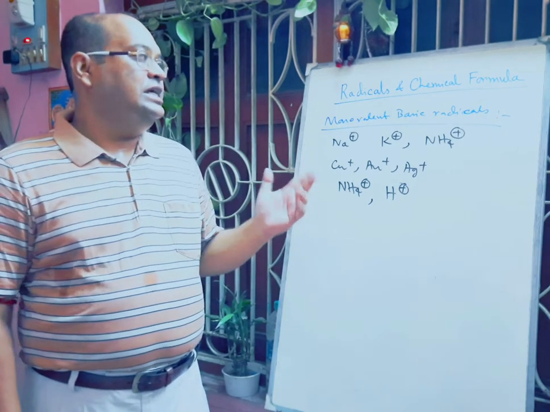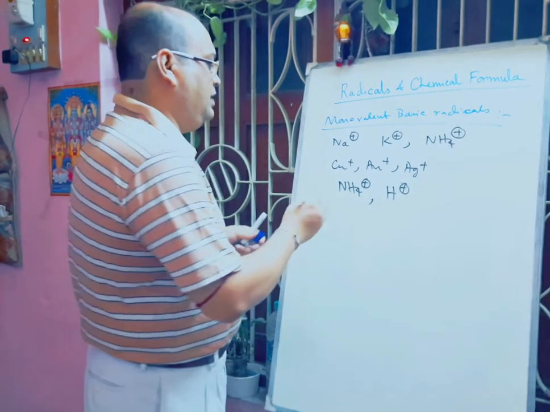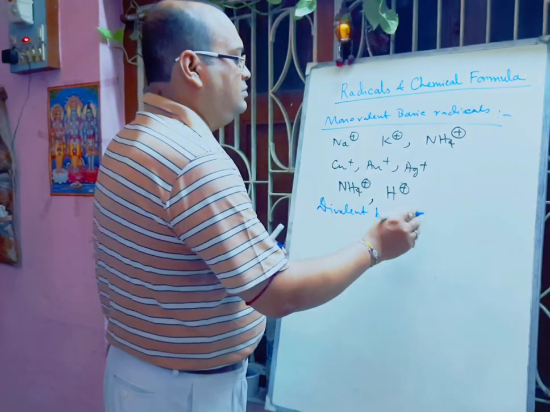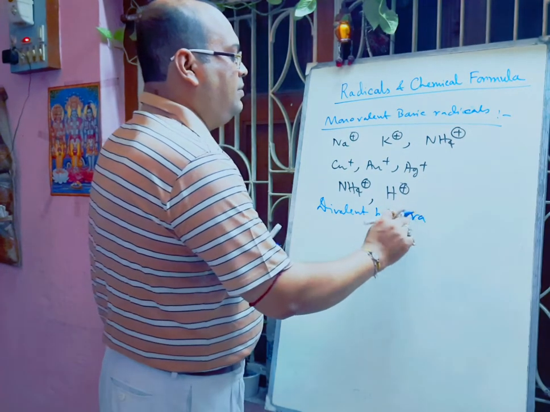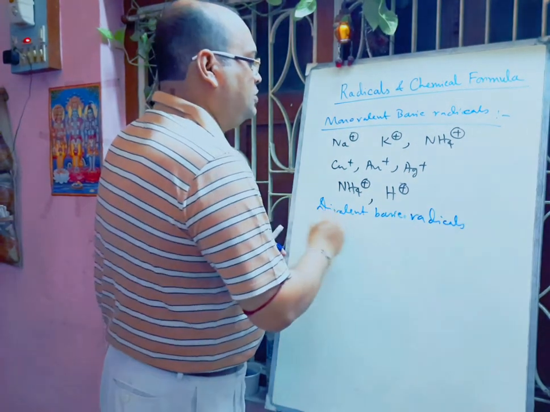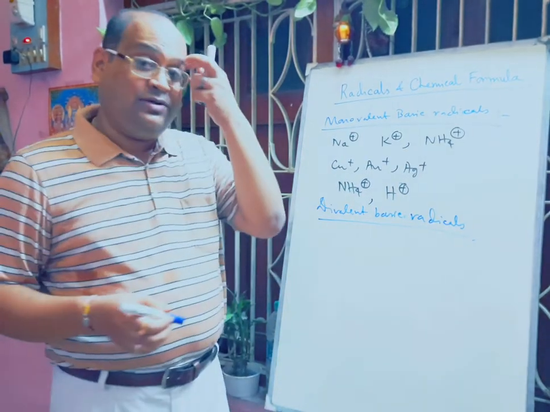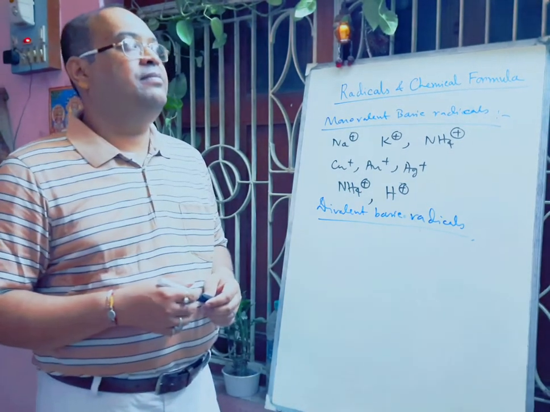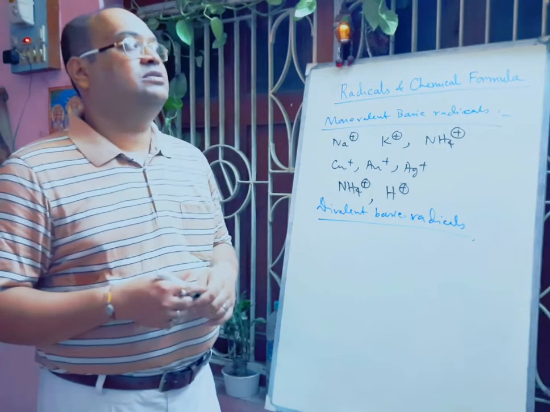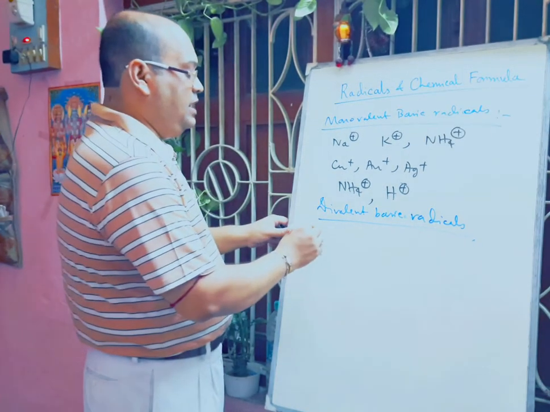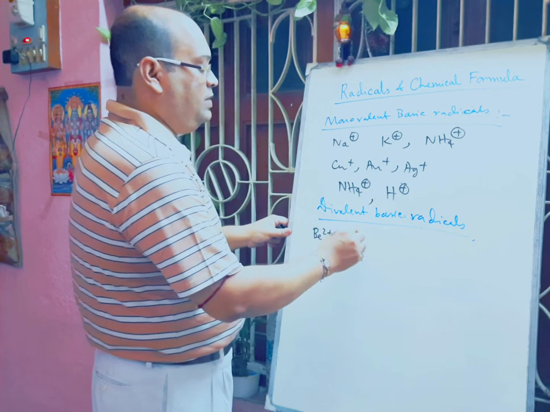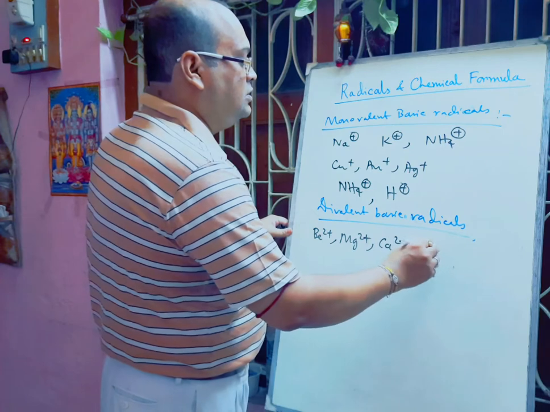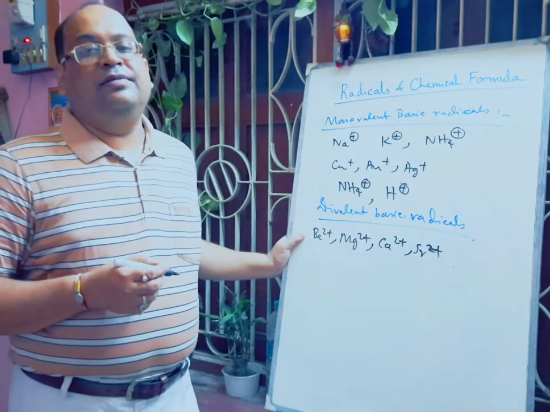And next one is divalent basic radicals. So definitely here valency will be 2 as well as charge will be 2. You can think about the alkaline earth metals like calcium, magnesium, beryllium, strontium. So you can write beryllium 2+, magnesium 2+, calcium 2+, strontium 2+. So these are divalent basic radicals.